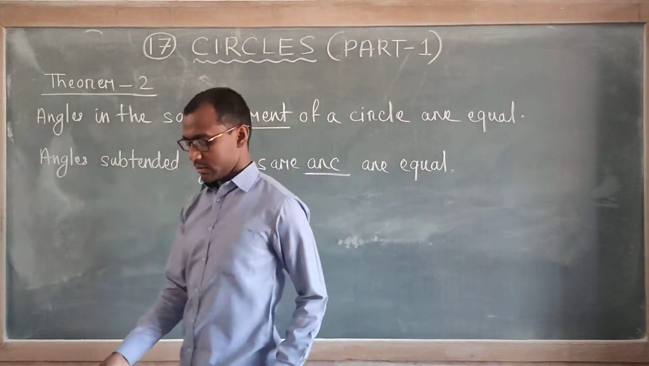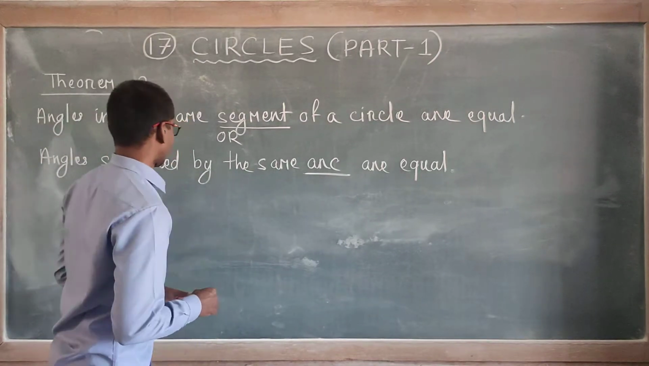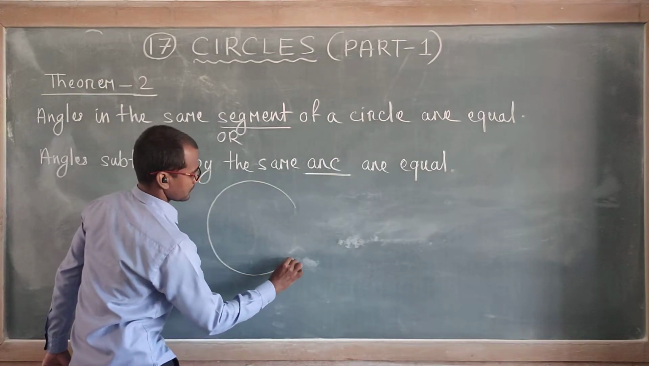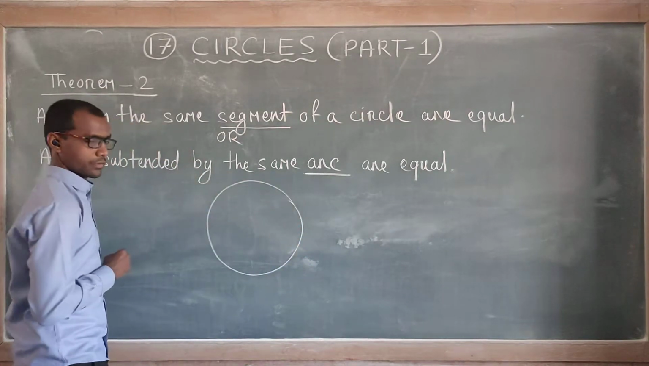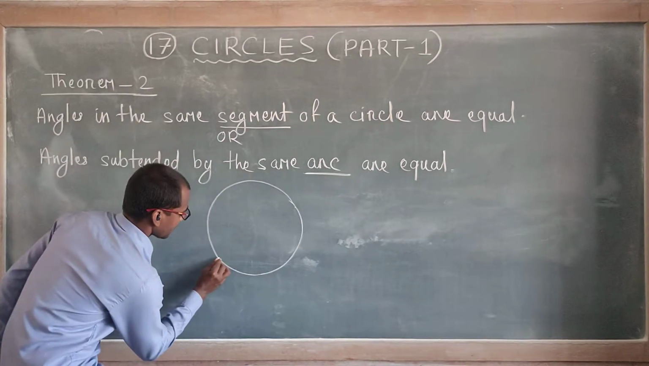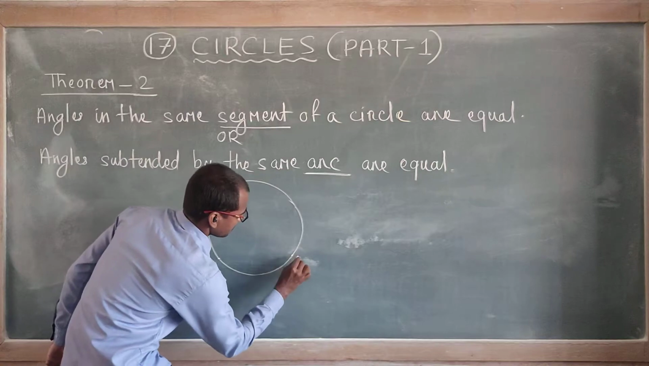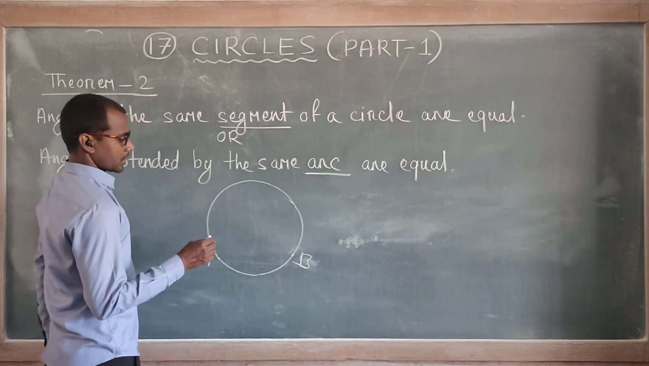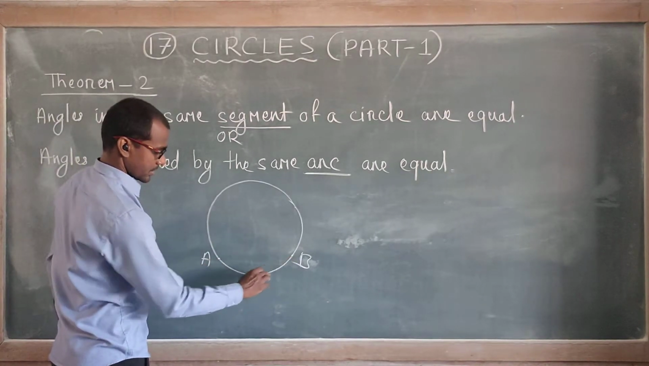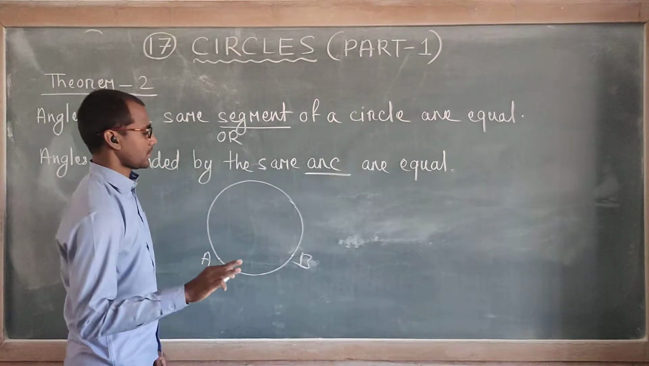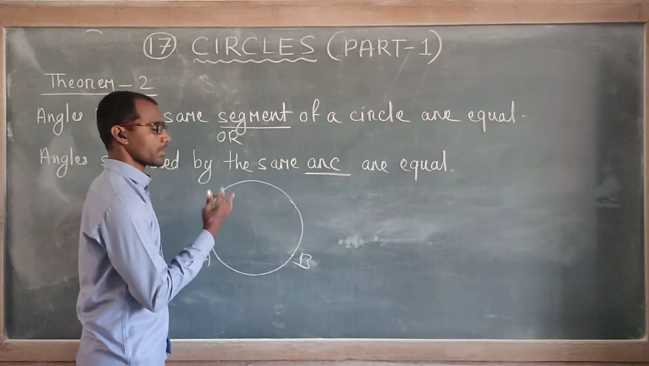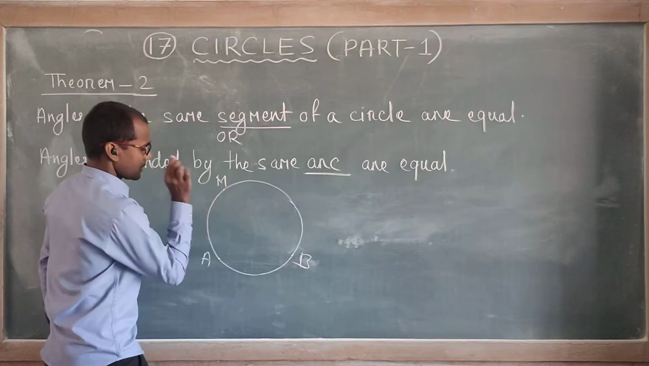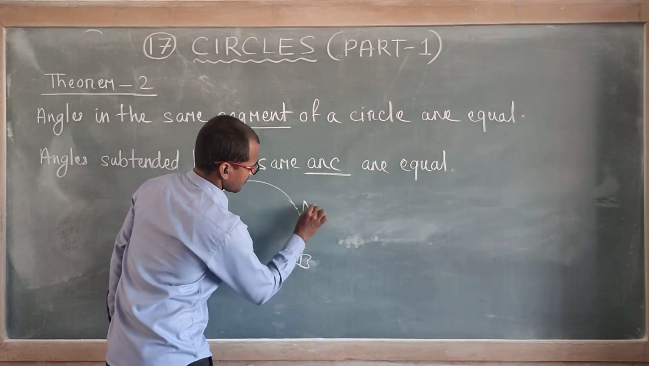So let me draw a circle so that you can understand. Here is a circle. Let us take an arc AB. This is the minor arc AB. Let us take 2 points on the remaining part of the circumference, meaning on the major arc. Randomly 2 points. Here is M. Here is N.